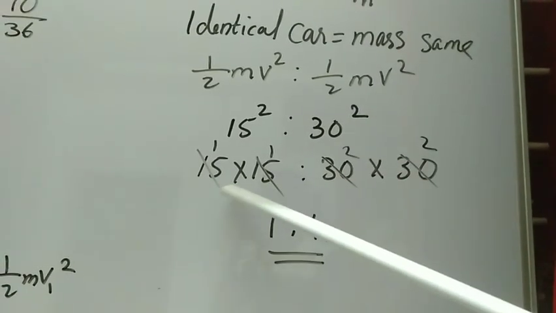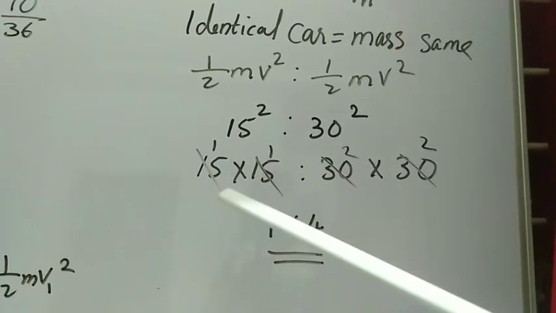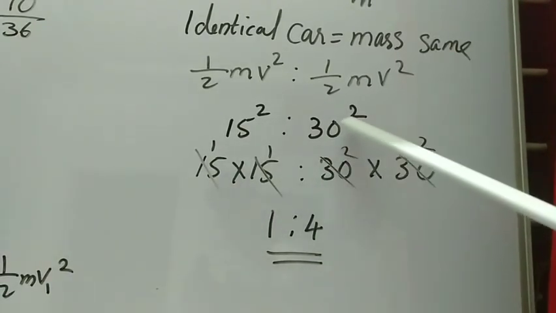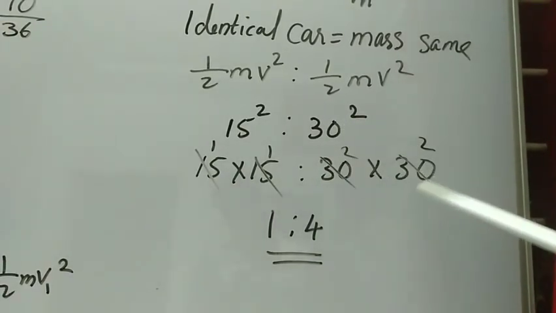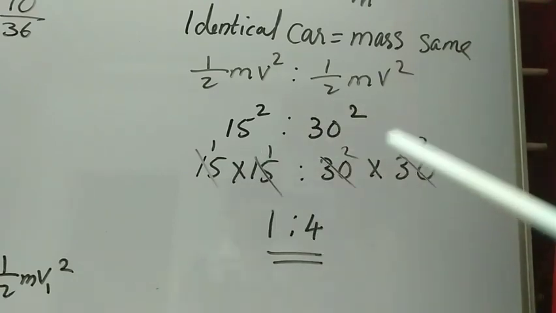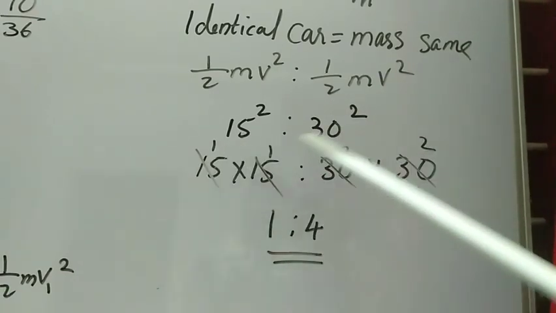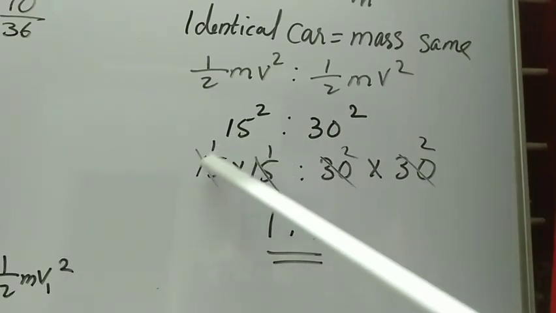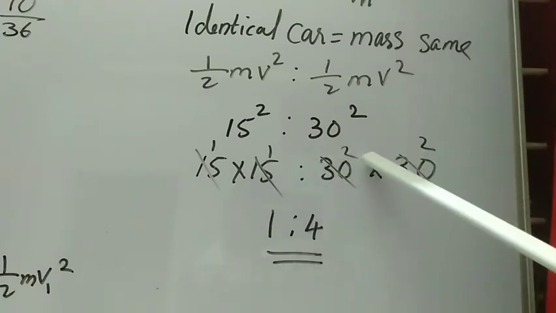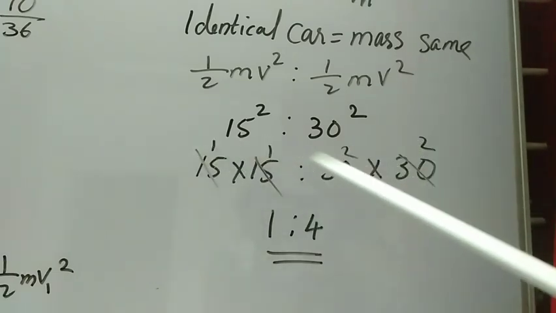Or I think this will be easy for you. 15 square means 15 into 15. 30 square means 30 into 30. Now we can cancel LHS and RHS. 15 and 30 will get cancelled. 15 ones are 15, 15 twos are 30. So here 1, here 2.